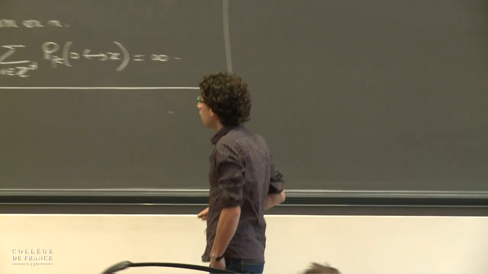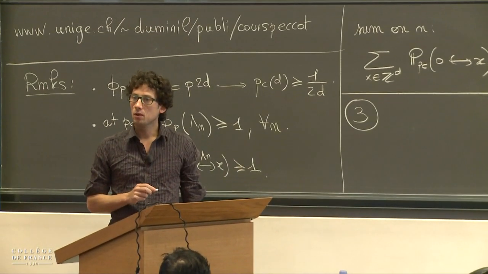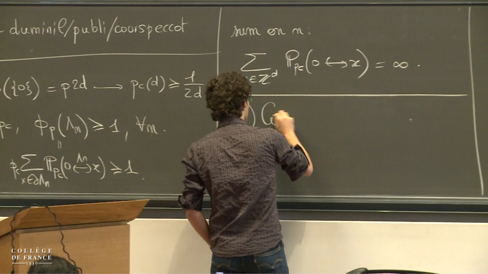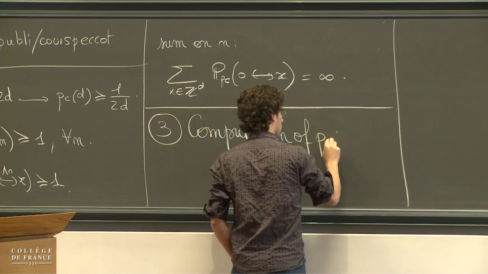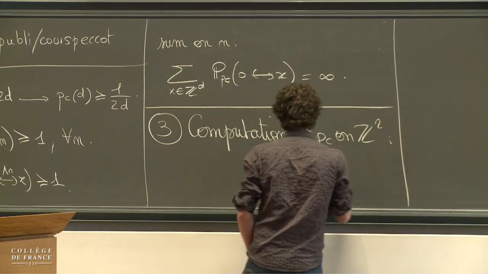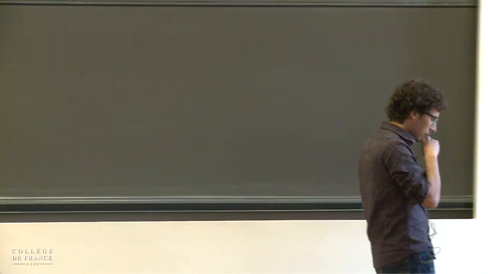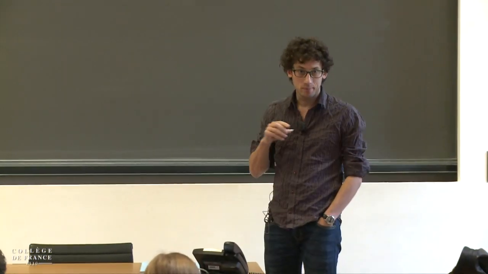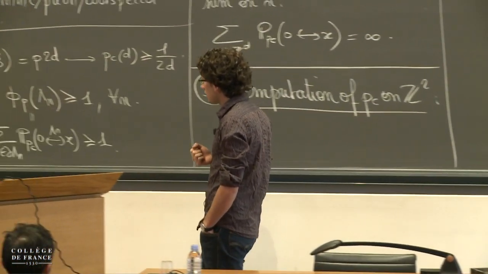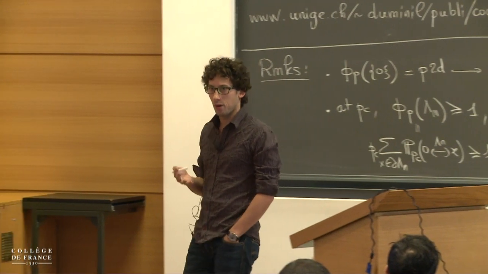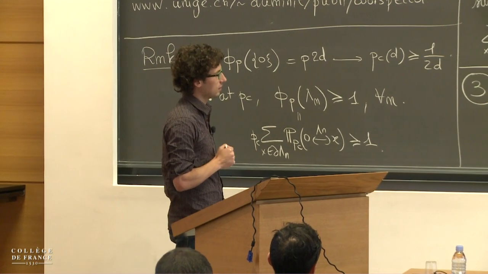So now that we have this, we can try simply to compute PC on Z2. So, computation of PC on Z2. And this is a very, very famous theorem by Kesten, which goes back to the 80s, that PC on Z2 is equal to 1/2. So the critical value of percolation on Z2 is 1/2. And it is a tough theorem. It's really not very easy to understand the proof. It's a very natural proof, but it's a little bit difficult.